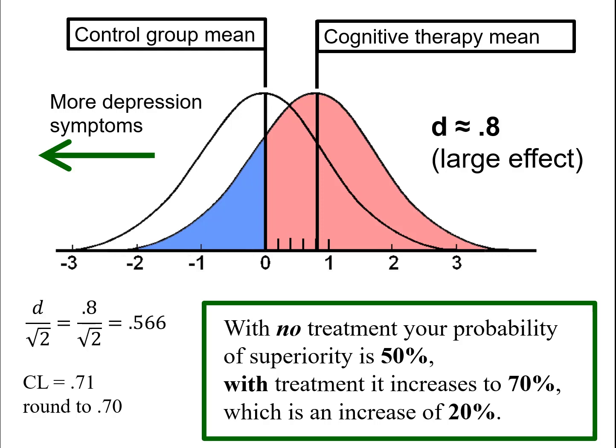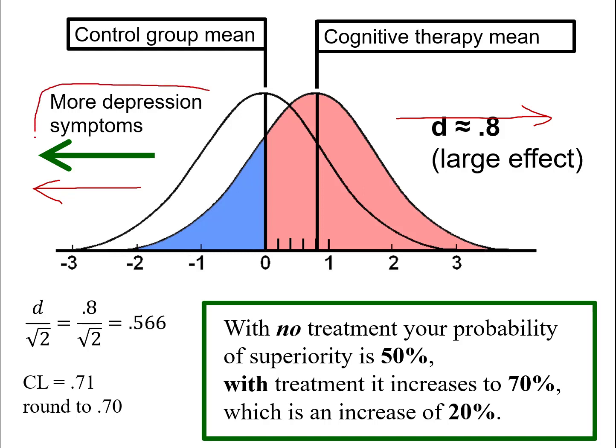That would be our dichotomous variable. And then our numerically scaled outcome variable would be levels of depressive symptoms, the extent to which people are depressed. And again, I'm drawing my picture so that going to the left is going to be more negative outcomes, going to the right is going to be more positive outcomes.